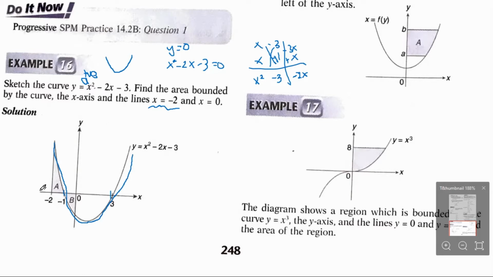The x-axis, okay, x-axis, this one. X equals negative 2. Just now we have found that this is negative 1, so negative 2 is just beside it. So this is negative 2. So x equals negative 2 is this line.